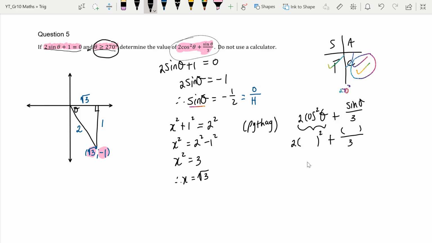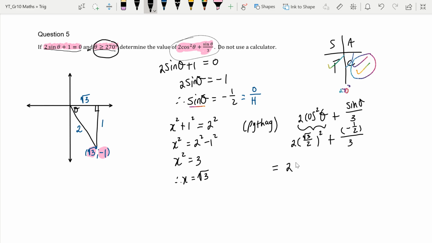So let's complete that. We already have the sine ratio that was given to us as negative 1 over 2. And what is our cos ratio? Well, the cos ratio would be adjacent over hypotenuse, and we check our signs. Yeah, that's perfect. And now we just need to simplify this.